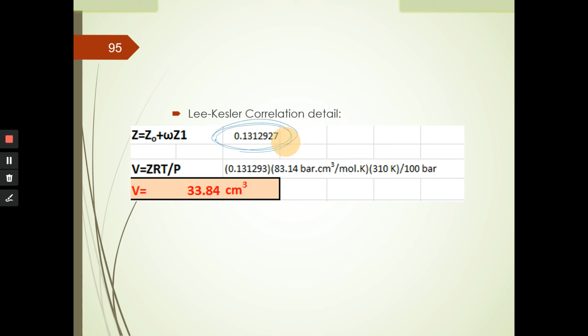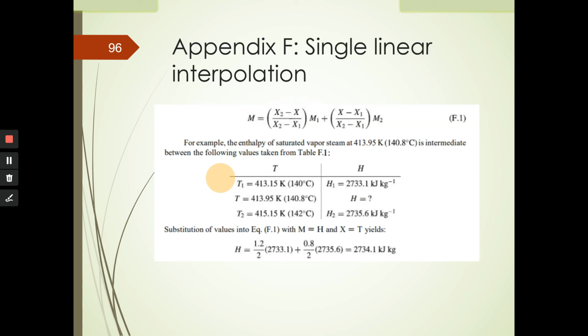It's 0.131. Then to get the volume, it is Z times RT over P. So my Z is 0.131, RT over P. Okay, it is done, but it is lengthy, as I said. So referring to the appendix, those are the details.